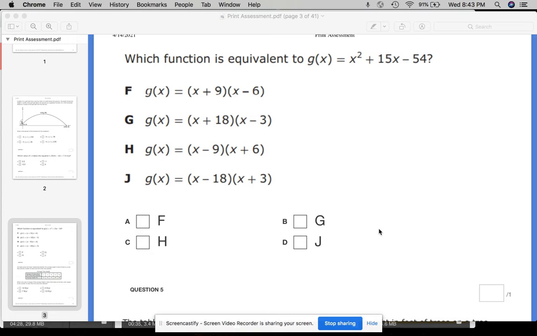H, g of x equals (x minus 9)(x plus 6). J, g of x equals (x minus 18)(x plus 3).